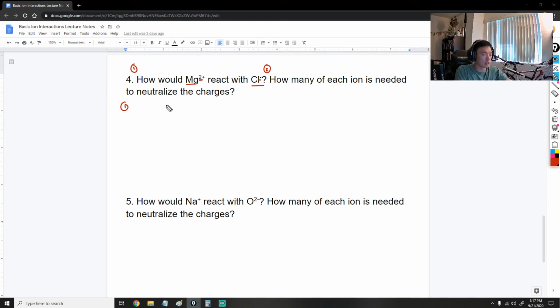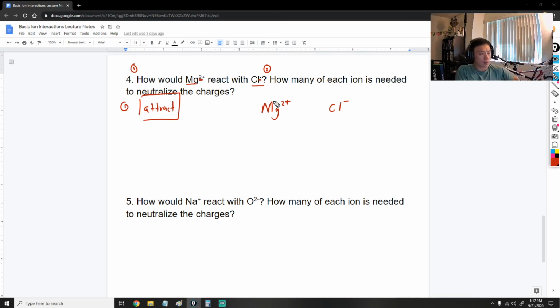Since it's positive and negative, they're going to attract. And the reason why is because we have Mg2 plus, which is positive, and we have Cl minus, which is negative. So they're going to want to get closer together. They're going to attract. So part one of the question, they're going to attract.